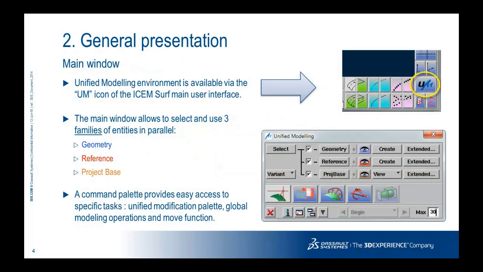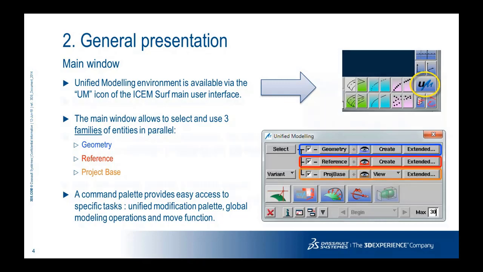So in the bottom right hand corner of ICEM Surf you will see the button. I'm sure you've seen it before, I'm sure you've had a play. It's been there for quite some time. When you click on it, you get this dialog box here with 3 family rows and some extra functions underneath. Taking a look at this on screen, you can see geometry, reference, and proj base. Beneath that you have the command palette. So we have the unified modification palette, some global modeling functions, a volume modeling function, and move. And below that we have some other things as well, which I'll come to shortly.